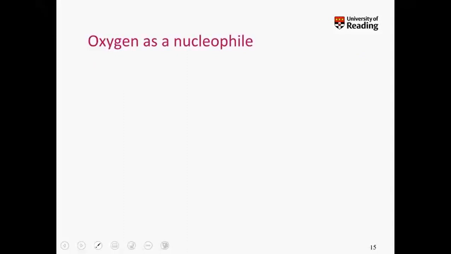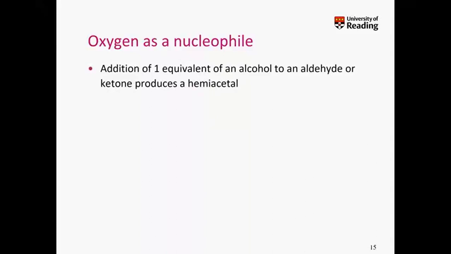So what we're going to do now is start looking at some examples. The stuff that we did before was a standard nucleophile. But this time we're going to look at a specific example. We're going to start looking at oxygen as the nucleophile. If we were to take oxygen as a nucleophile, the classic oxygen that we can use is an alcohol, a hydroxyl oxygen. And if you add that to an aldehyde or a ketone, you produce what's called a hemiacetal, and that is usually by an acid-catalyzed mechanism.